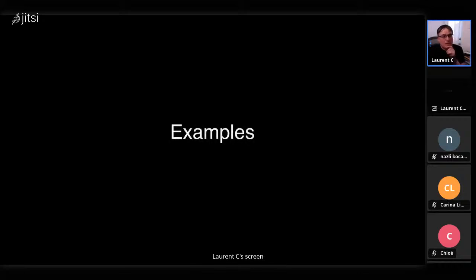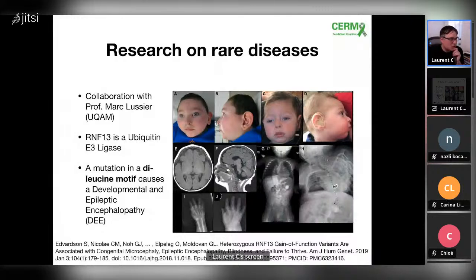So now we'll go very quickly through different projects, mostly collaboration projects, just so that you have other ideas of what you can do with AlphaFold or other programs of structure prediction. The first one is research on rare diseases led by a colleague of mine, Marc Lucier. He's interested in a protein called RNF13, a ubiquitin E3 ligase.